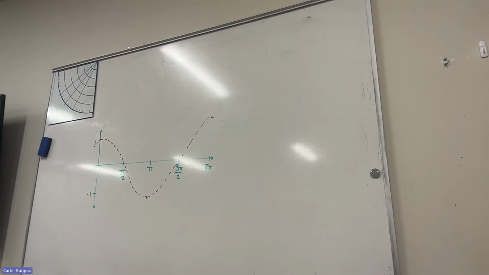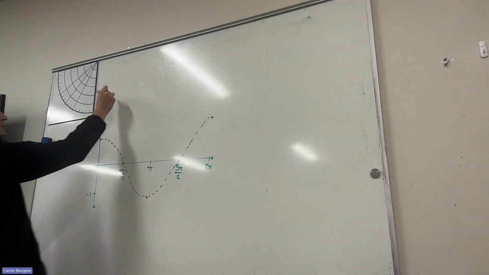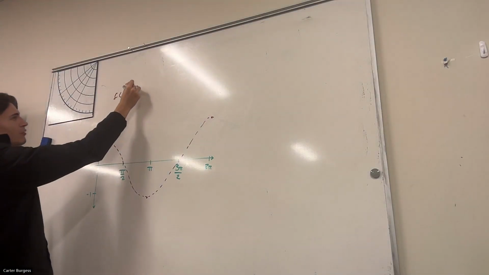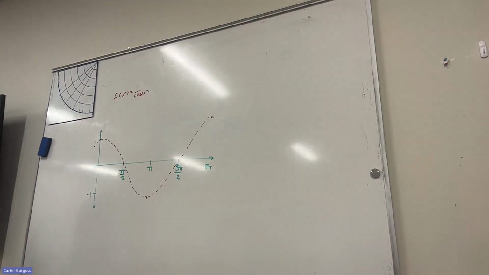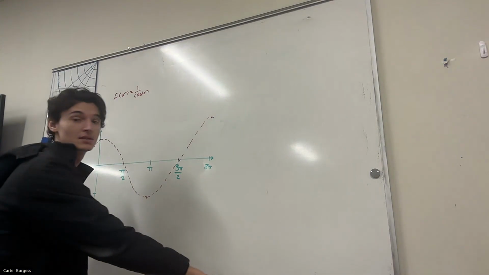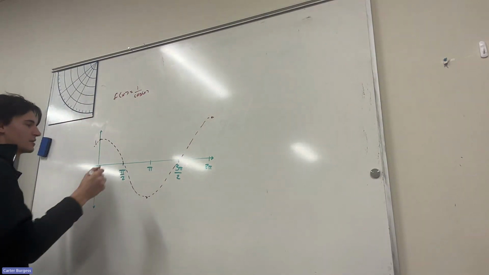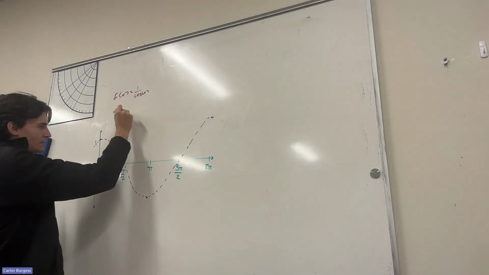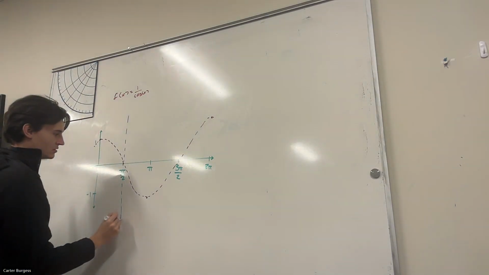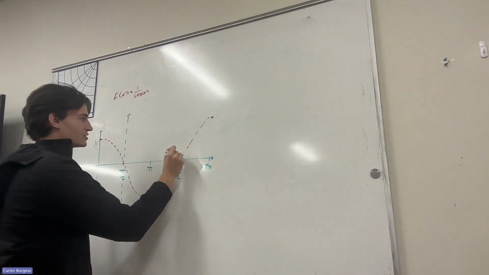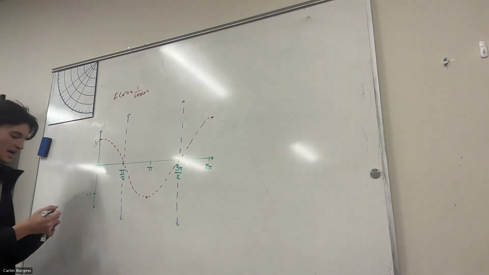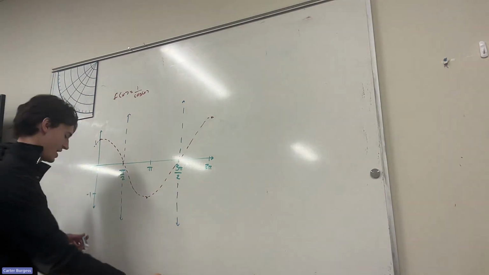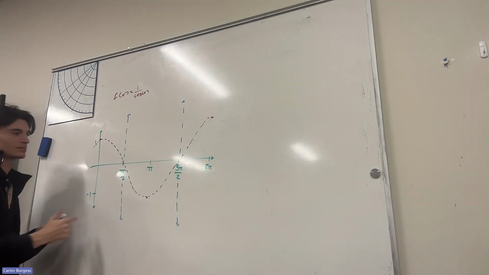And since we are instead looking at 1 over cosine of x, what is going to happen to my zeros? They're going to become asymptotes. So I get asymptotes at pi over 2 and 3 pi over 2. And what's going to happen to my, let's do the minimum first. What's going to happen to my minimum here?